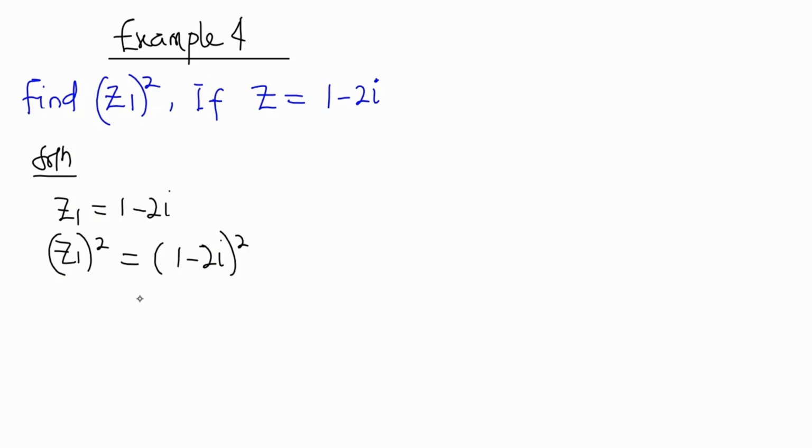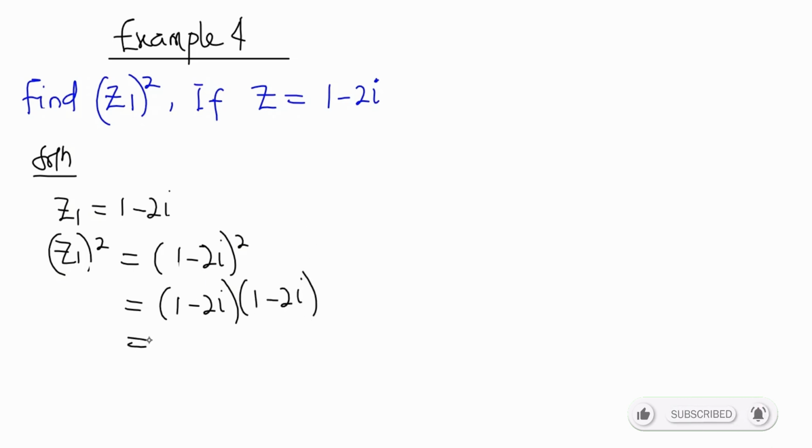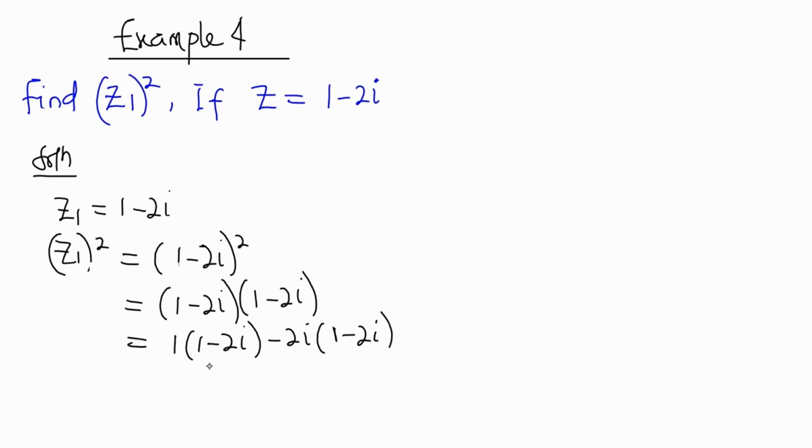So with this 1 minus 2i squared, we know the same thing is 1 minus 2i multiplied by 1 minus 2i. So once we have this, then we multiply using the normal multiplication procedure. 1 multiplies 1 minus 2i, and minus 2i also multiplies 1 minus 2i, which means that you have here 1 minus 2i minus 2i plus 4i squared. So here you can see that we have 1 minus 4i, and we can see that for every i squared, we are going to get negative 1, which means 4 multiplied by negative 1.